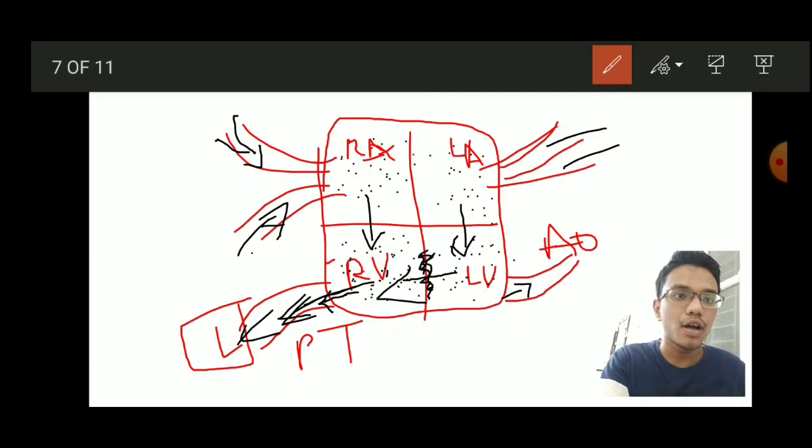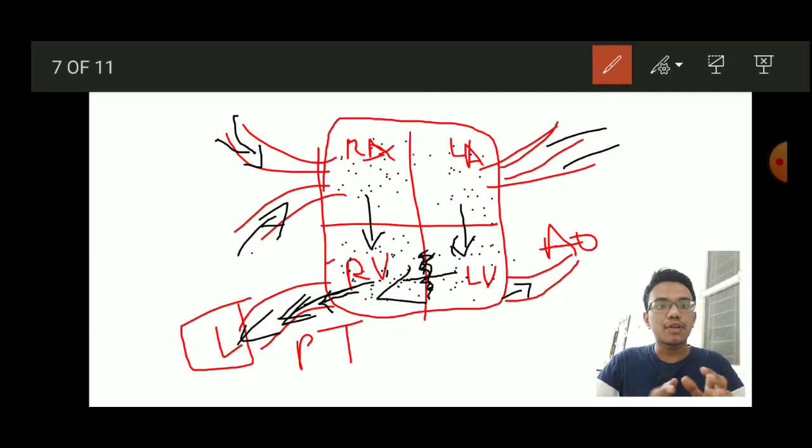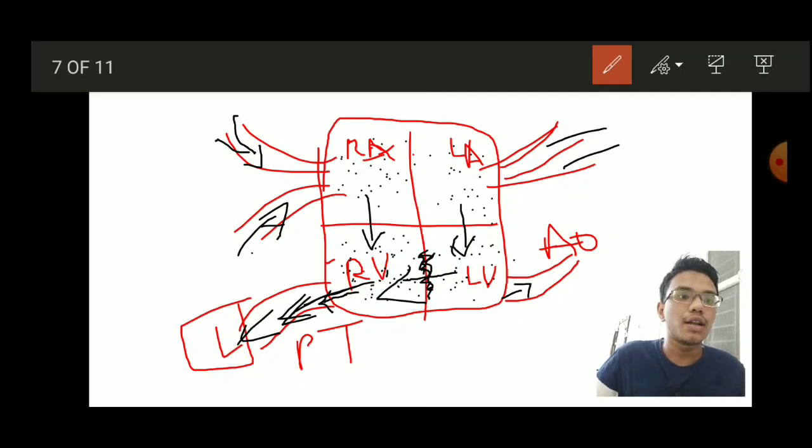Can you get my point? Okay, so the blood which was entering the right ventricle from the left ventricle is not lodging in the right ventricle, and it is directly passing into the pulmonary trunk, as the right ventricle is also in a contraction phase. It is not relaxing, right? So both the left ventricle and right ventricle are in the contraction phase, so the blood will directly shift towards the pulmonary trunk without lodging in the right ventricle.